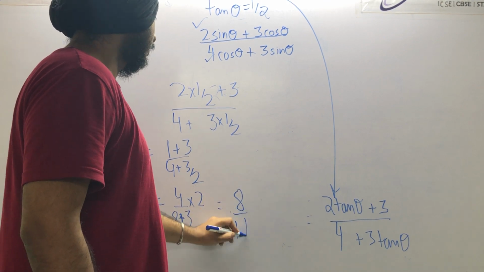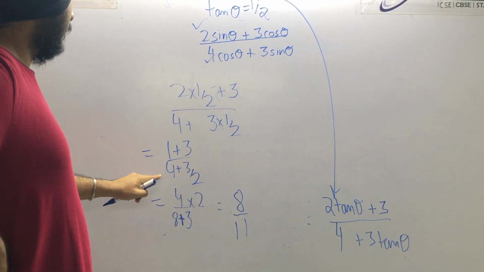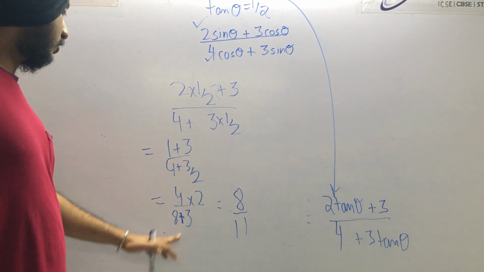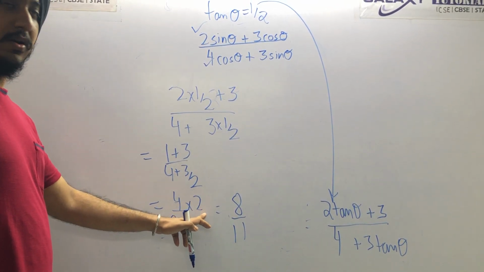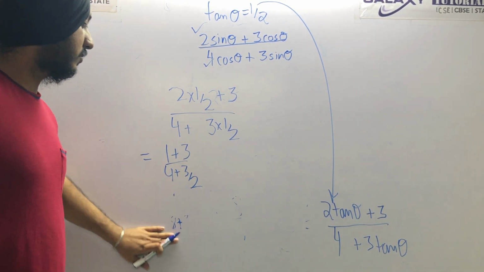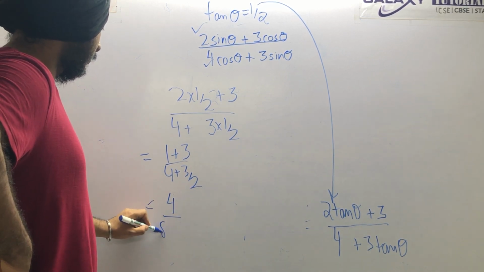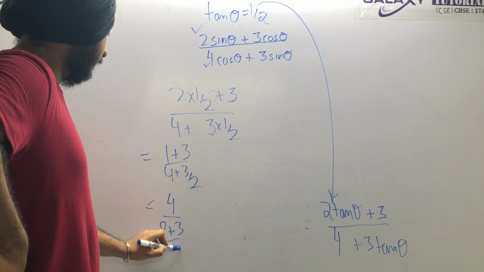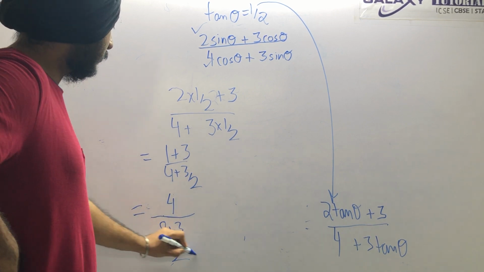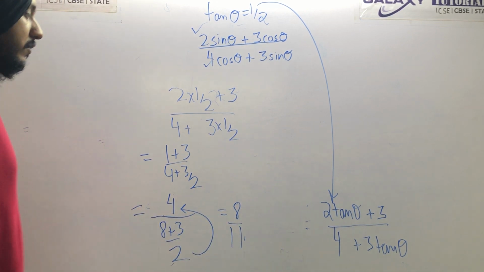8 upon 11. Okay, 2 into 1 by 2 is 1, plus 3, 4. Upon, in the bracket, 4 plus 3 into 1 by 2, 3 by 2. And LCM is 2. So this LCM I have taken on the numerator. I will write this again for you in case some of you don't understand. Okay, this will go here. So 8 upon 11. This was the one way.